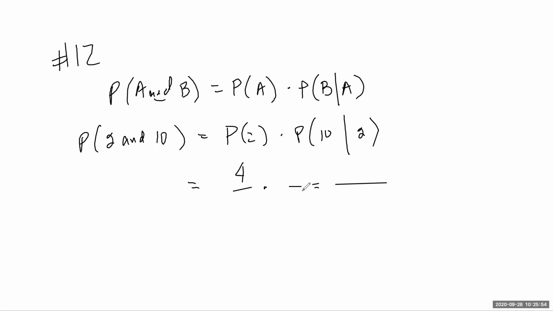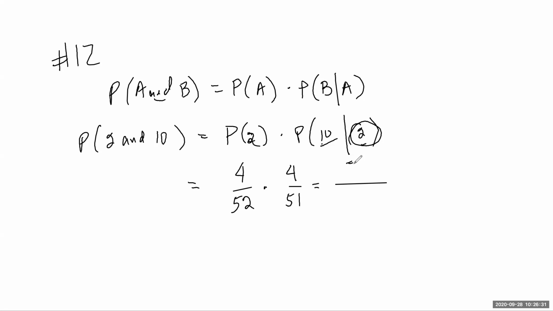There are 4 2s in the deck. There are 52 cards in the deck. So the probability of the 2, which is this first one here, is 4 over 52. Now the probability of drawing a 10, given that a 2 is already drawn, is a little bit different. There are 4 10s in the deck, so the number of outcomes in the event draw a 10 is still 4, but the number of outcomes in the sample space has been reduced by 1 because we already took a 2 out of the deck. So there are 51 cards left in the deck.